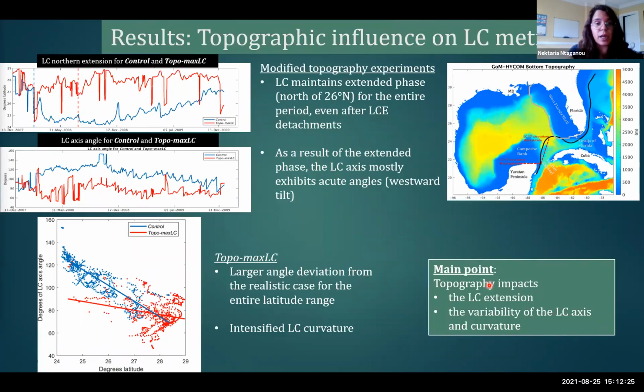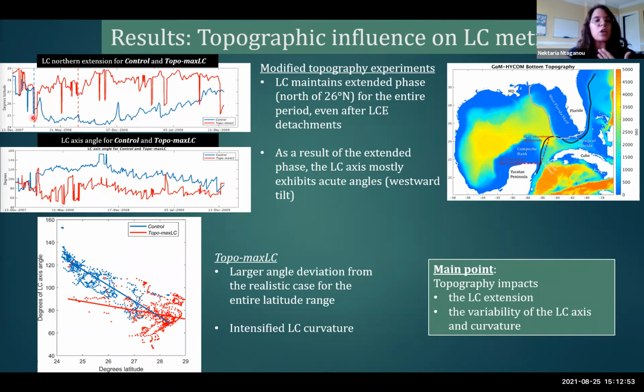Moving on to the first results, I'm going to be showing comparisons between the control and either the TopoMin C or TopoMax C experiments. So the first and most striking difference between the control and modified experiments is the loop current extension. On the top left panel, you see the loop current extension in blue for the control and in red for the TopoMax C.